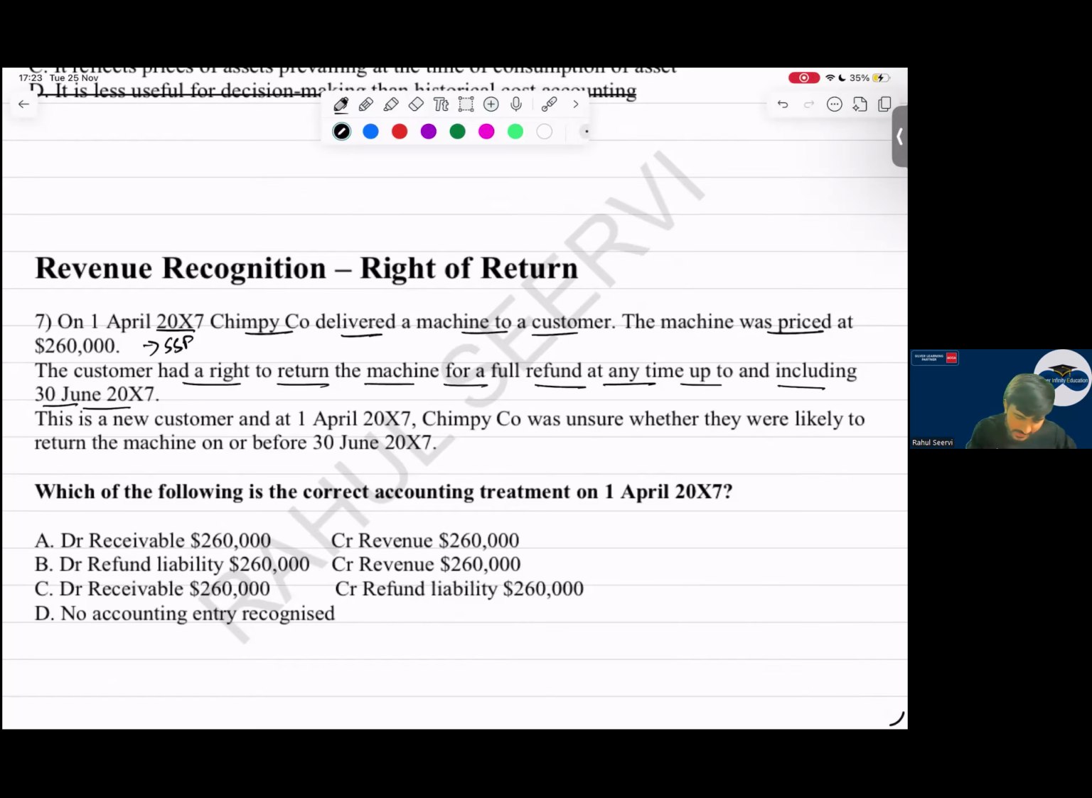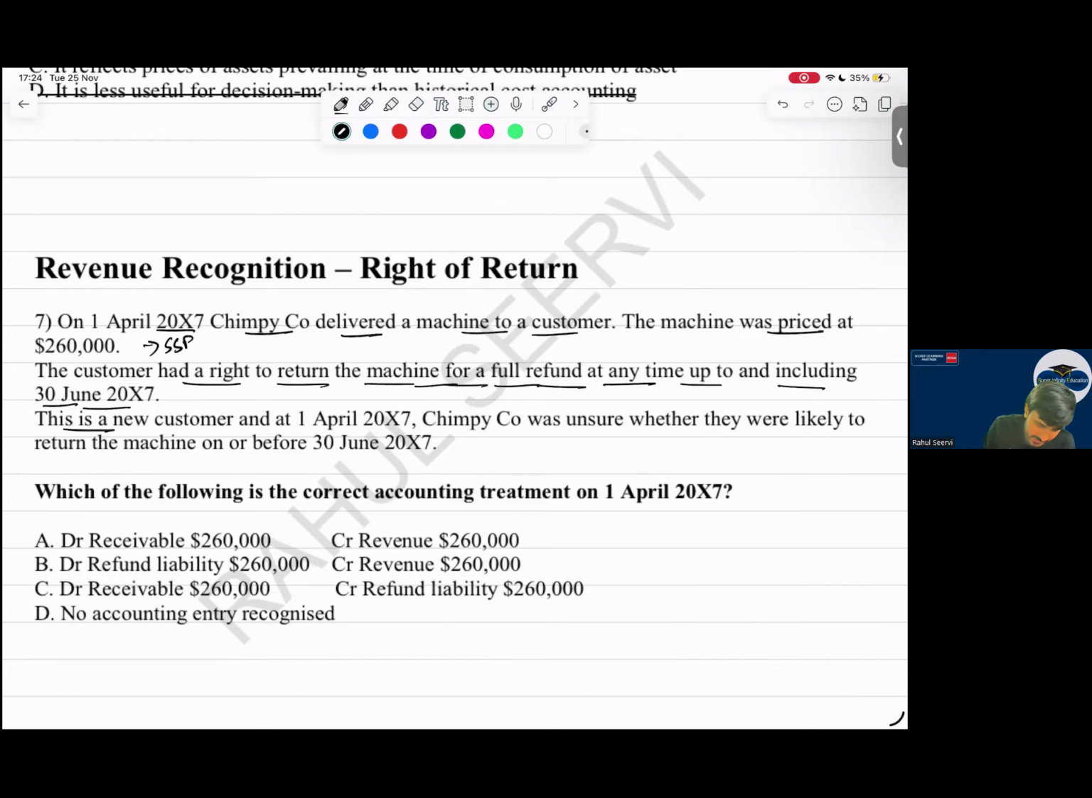So, if the customer has a right to return the machine for a full refund, they can return at any time. Now we have to estimate, we have to make a judgment whether the customer will return it or not. If the customer will return it, we will not include revenue, directly refund liability. And in your step number 3, if you remember, fixed payment, variable payment should be included to the extent that future reversal is not possible. It is highly probable that future reversal should not be there. Now let us see that.